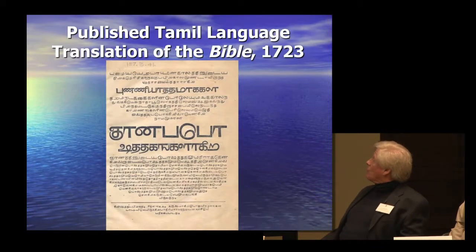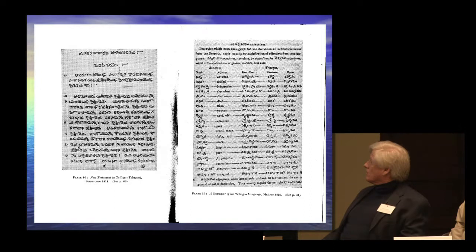This is a Tamil translation of the Bible. This goes back to 1723 in this earlier piece. Over on the left-hand side is Telugu. Over on the right is an example of the grammars that they're beginning to produce, which are extremely critical.